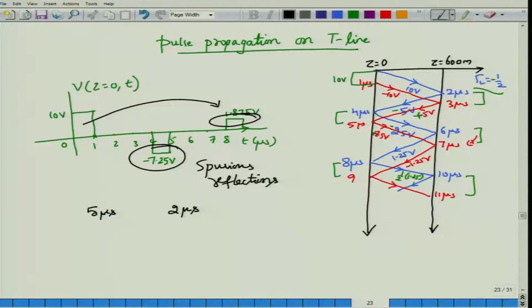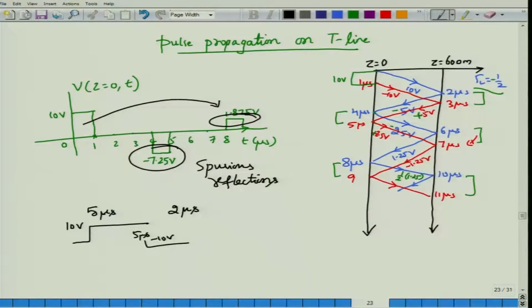What it means is that there will be a positive step of 10 volt in the initial voltage that is launched, and there would be a minus 10 volt launched at 5 microsecond. So at 5 microsecond there will be a minus 10 volt launched. So what will happen to the lattice diagram?